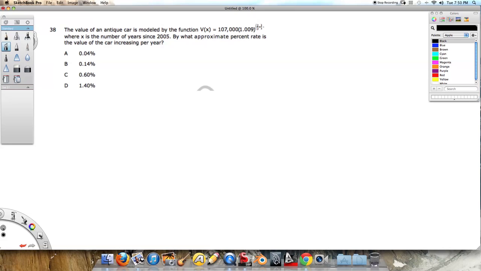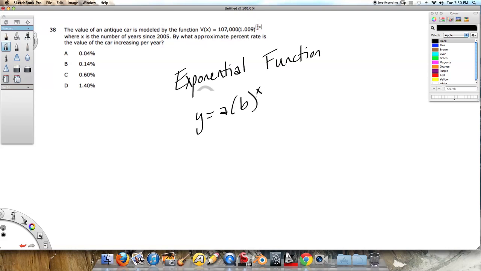Okay, since we have an x in the exponent, that means this is an exponential function. Remember, exponential functions come in the form y equals a times b to the x. We've not seen many this year that do this, but you can also have functions that are y equals a times b to the cx. What I mean by that is there can be another number up here beside the x.